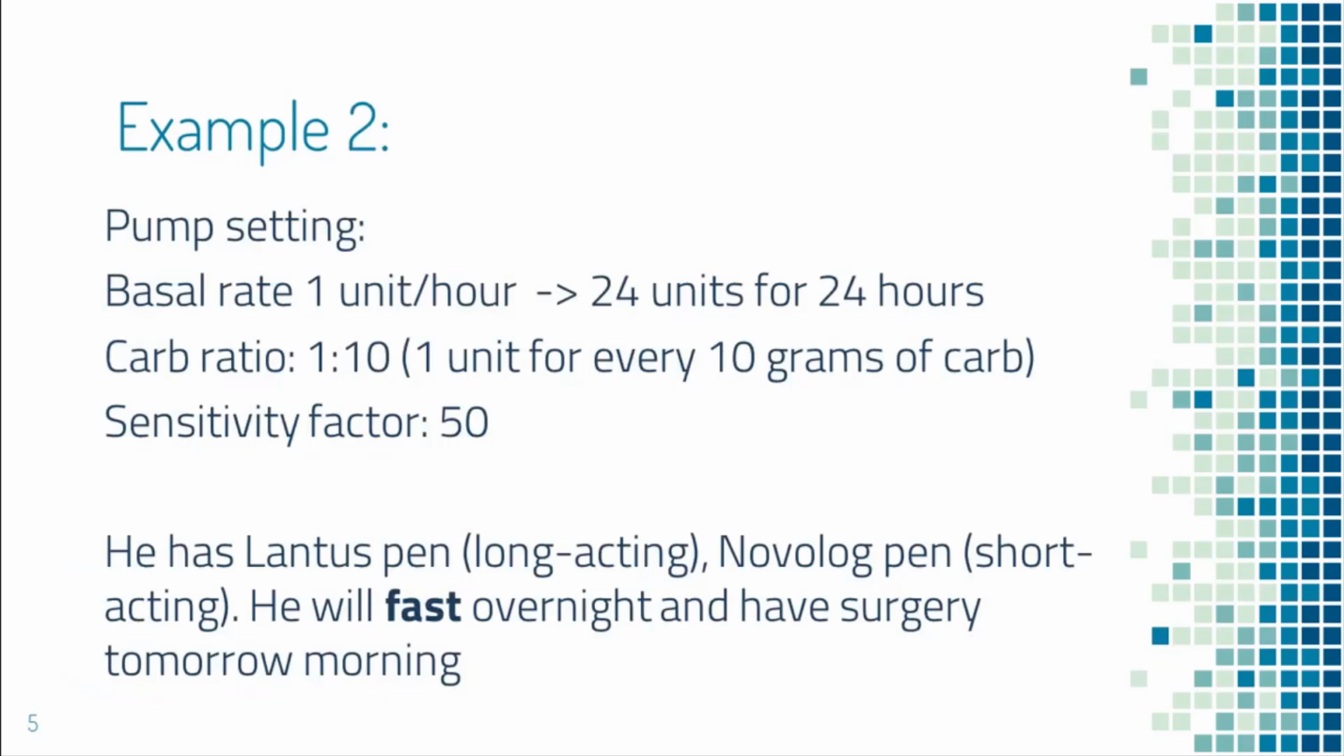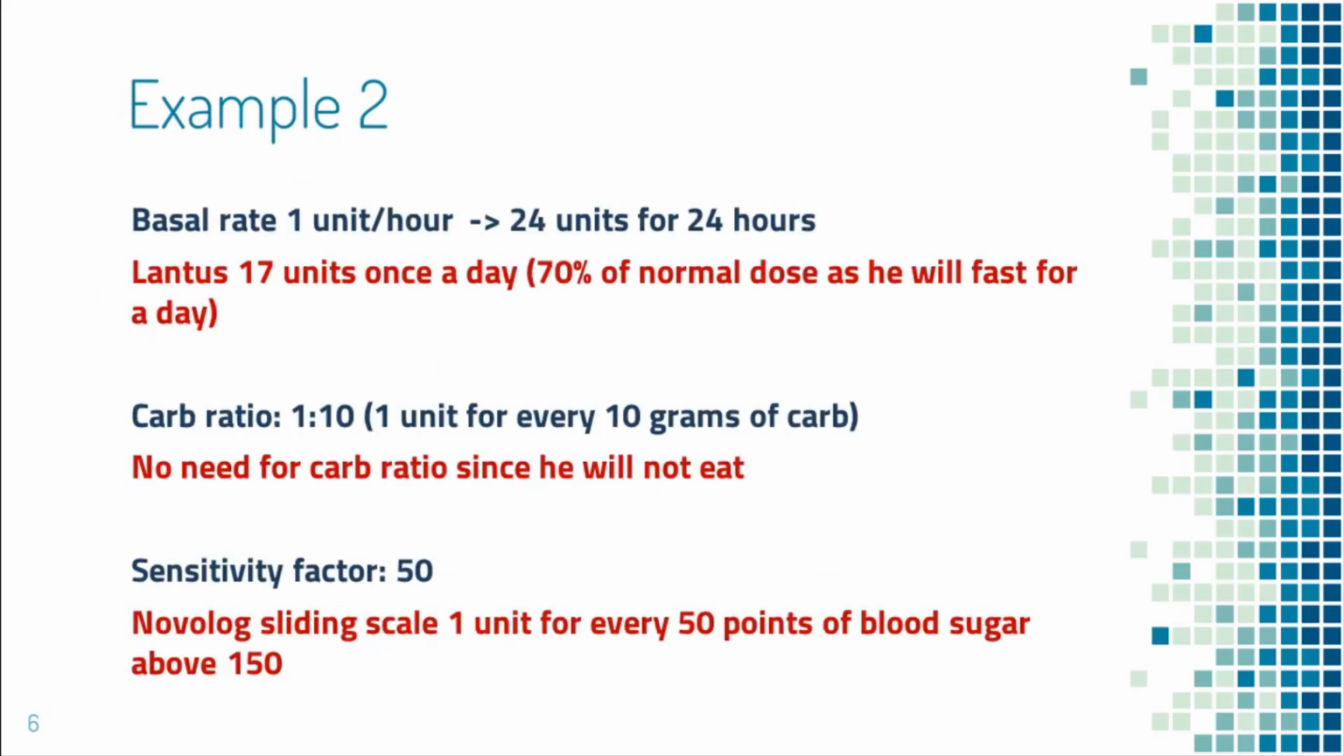The pump setting is the same as the first example, but he will have surgery tomorrow morning, so he will need to fast overnight, and the hospital does not allow him to use the insulin pump during the surgery. Since he will not eat for the next day, he should take less long-acting insulin. Normally, it should be about 70% of your normal basal insulin.